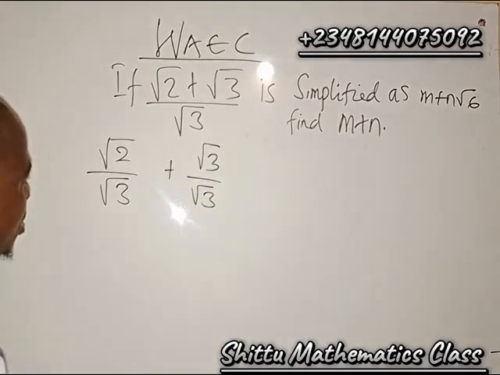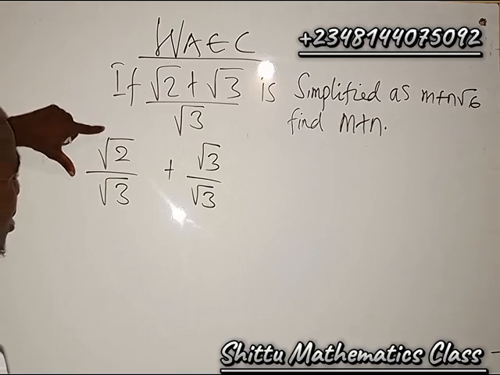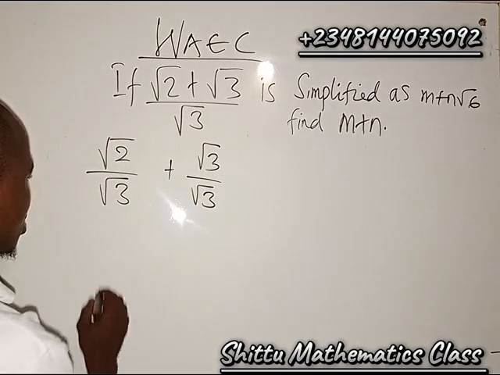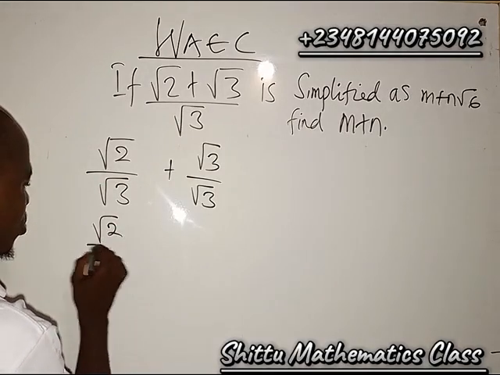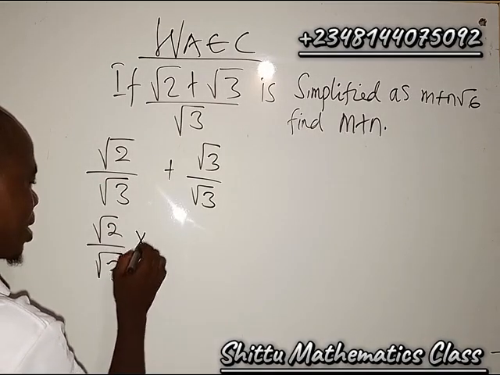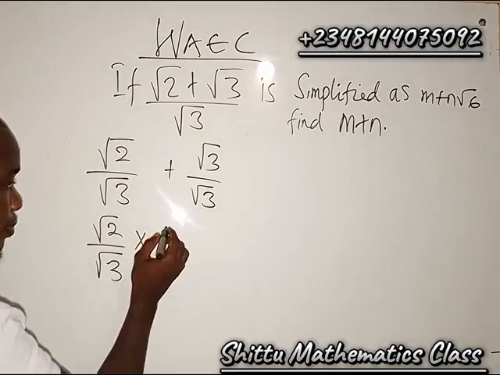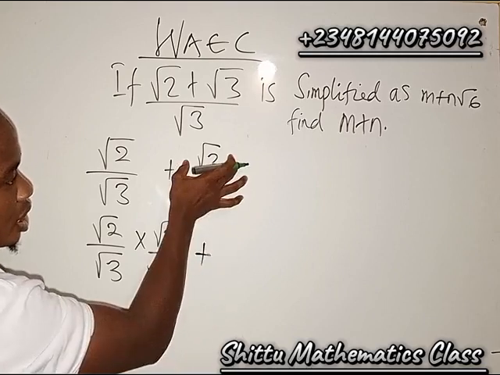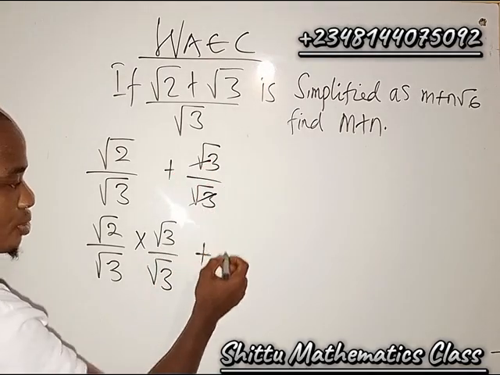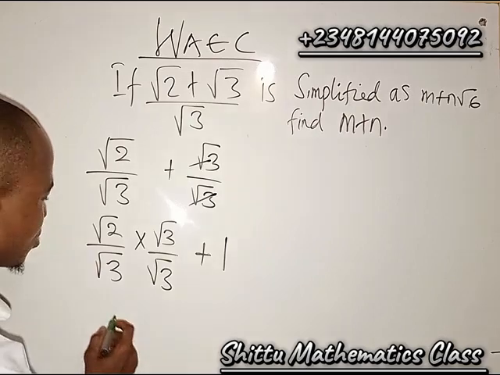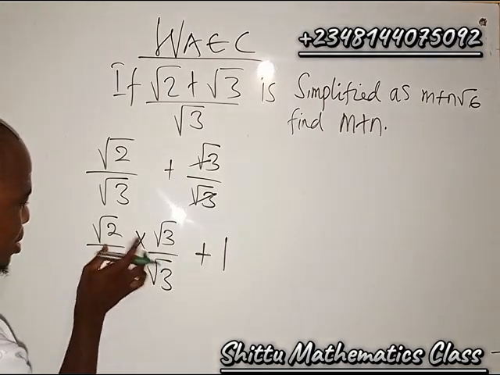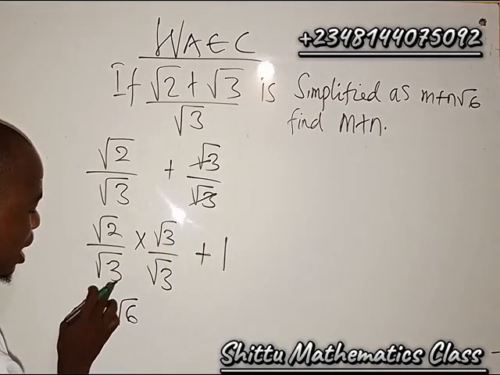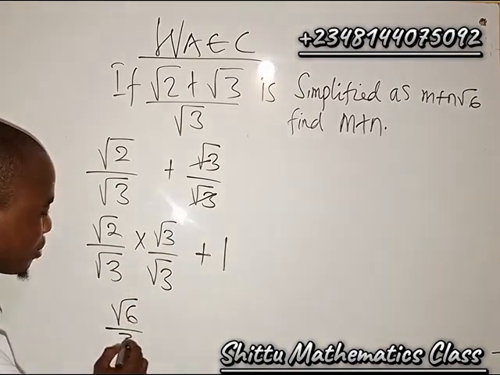Okay, so now from there I can do the surd rationalization for the first term here, by having root 2 over root 3 multiplied by root 3 over root 3, then plus here, we cancel this, we have 1, right? So now from there we can see that if you multiply this root 2 times this, that's going to give us root 6, and root 3 times root 3, I'm going to be having 3.